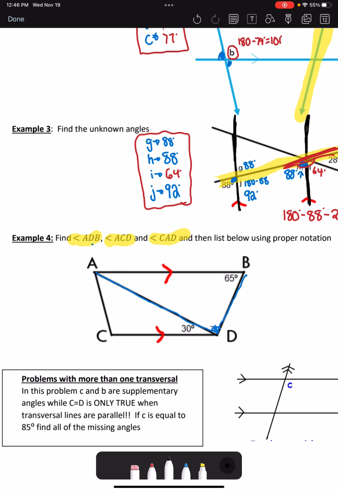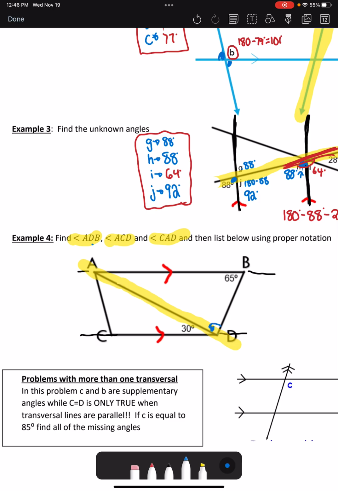Okay, I'm going to use that same strategy from before, so I'm going to just extend my parallel lines, and then I'm going to erase this blue line here. And then I'm just going to, from here, highlight this transversal. Beautiful.